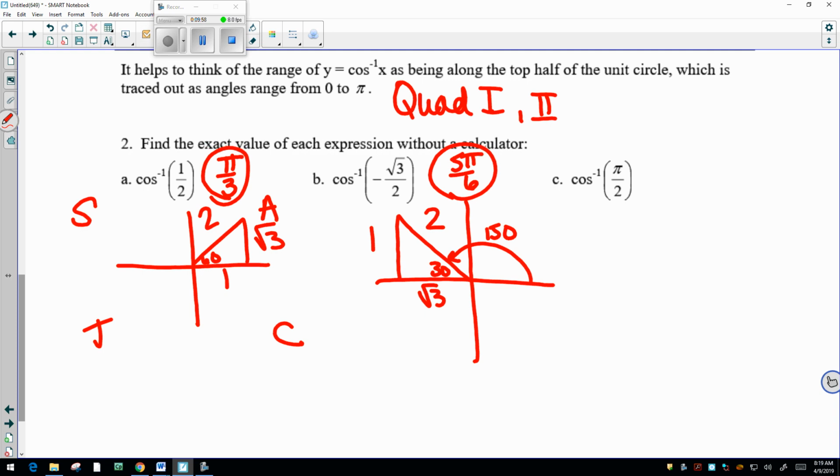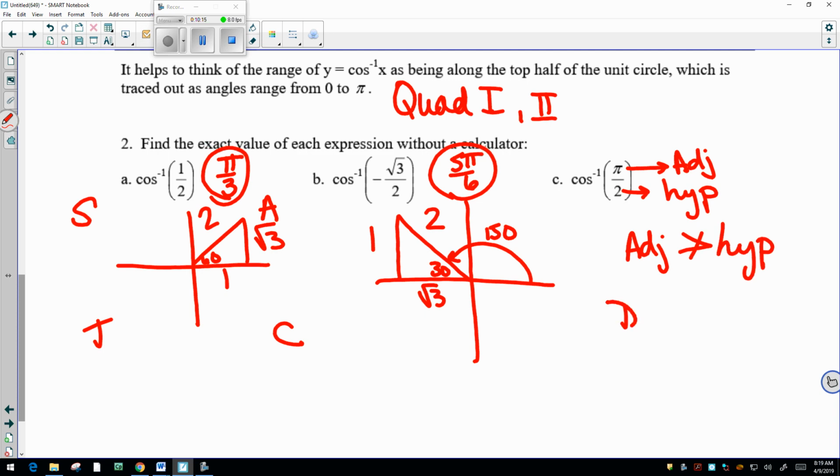And our last one, I have the inverse cosine. I'm looking for the angle whose cosine ratio is pi over 2. So again, this would be my adjacent side, and this would be my hypotenuse. And again, my adjacent side cannot be greater than the hypotenuse. So when I'm doing something like this, it doesn't exist. I have no answer for this.